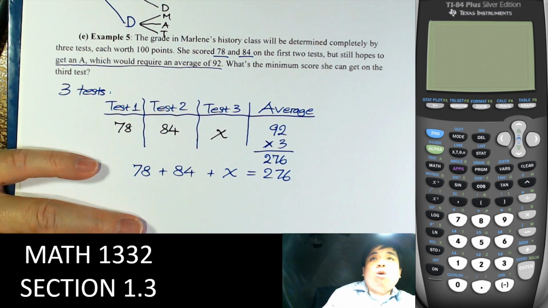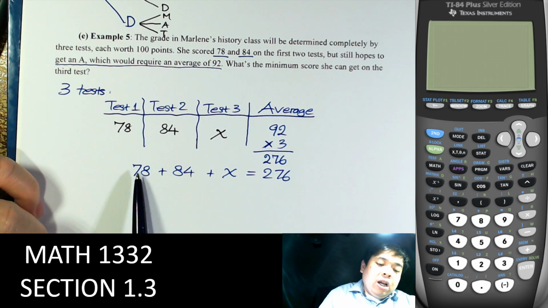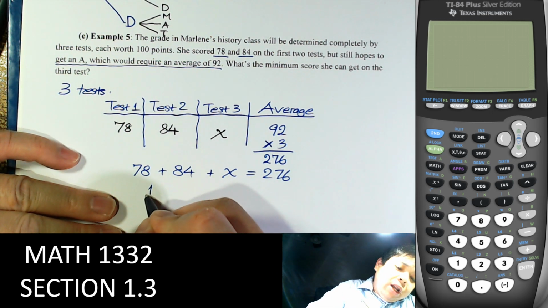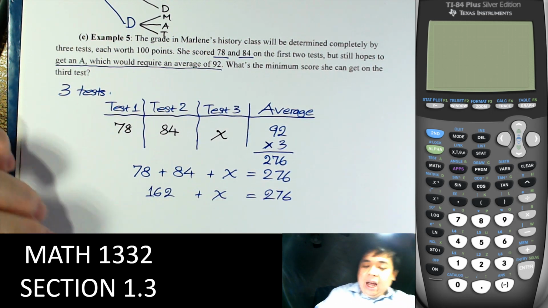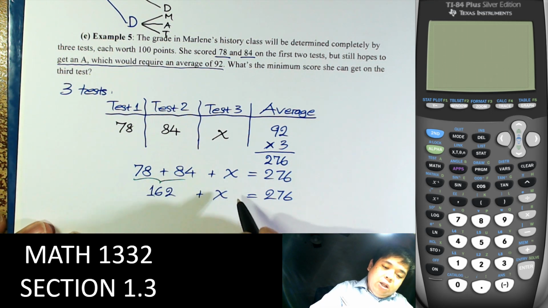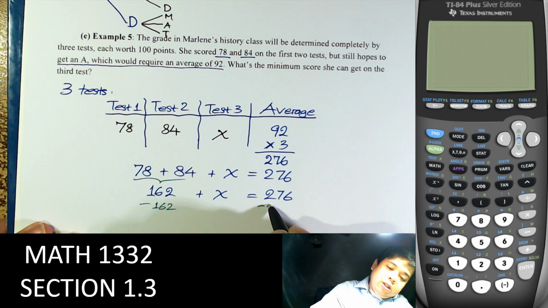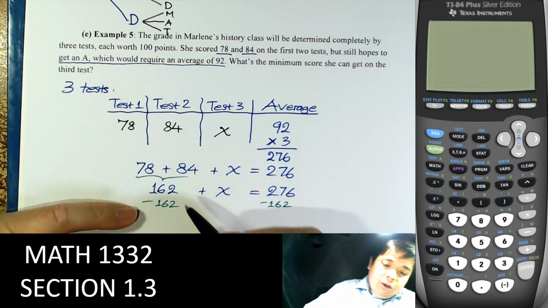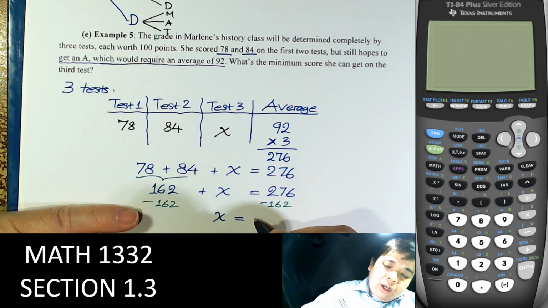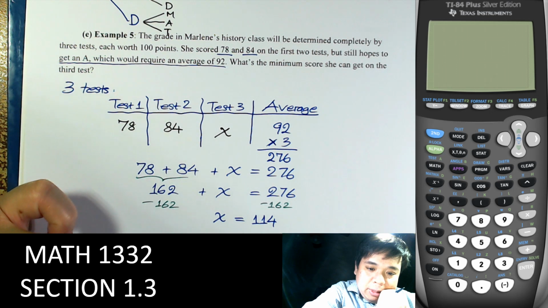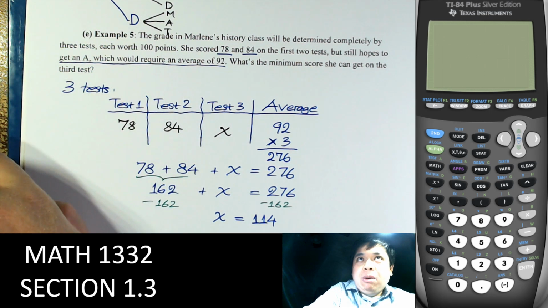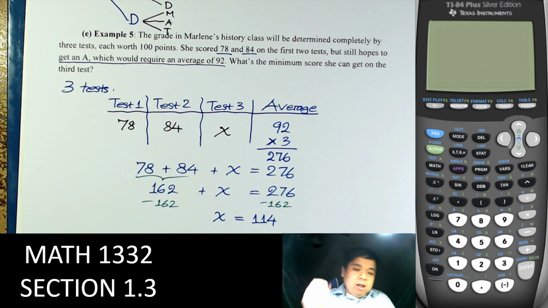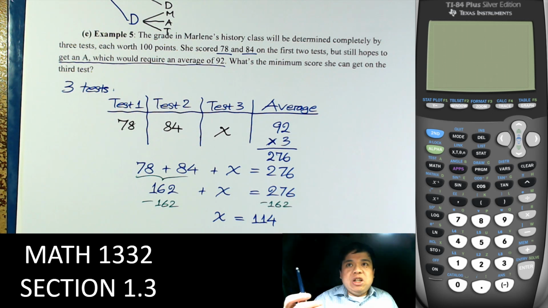Now the rest of solving this problem should not be that difficult. 78 and 84, that's 162. And to solve for X, we subtract 162 on both sides. So X equals 114. Well, that's not possible because the test has a maximum of 100. So even though we find the solution, the solution is not feasible.